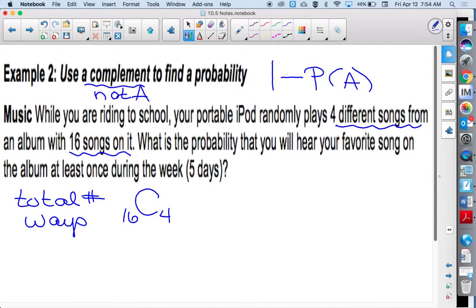So with your calculator, see if you can take 16 combination 4. Oh, you have your calculator. Does it work? Wow.